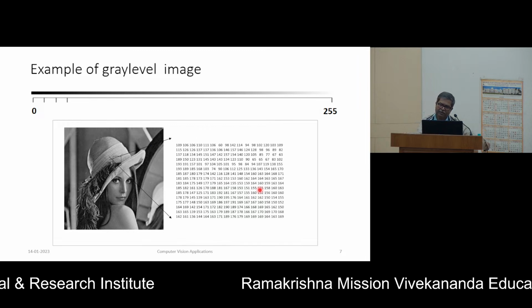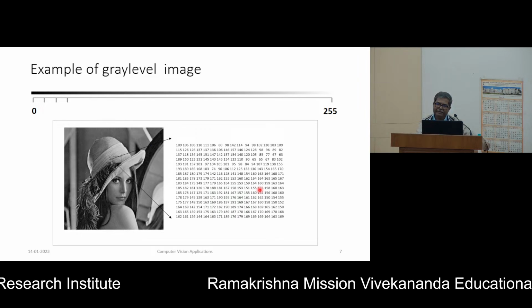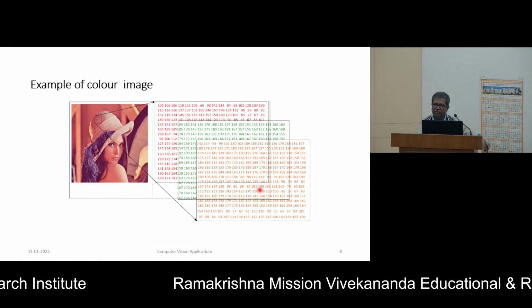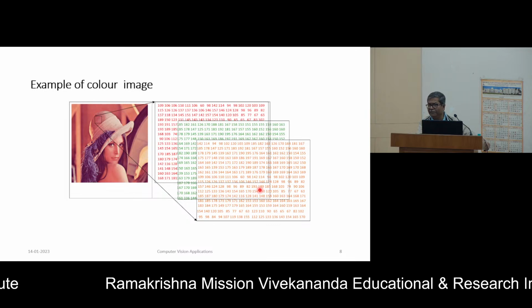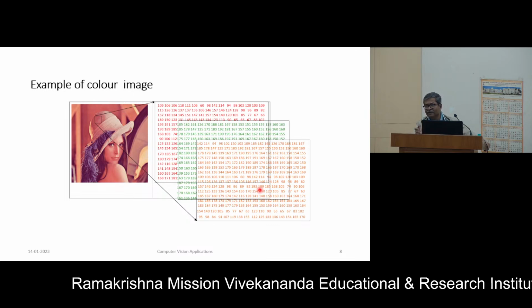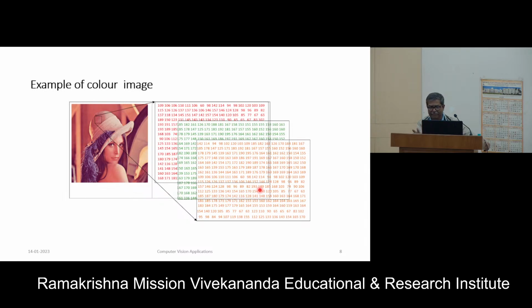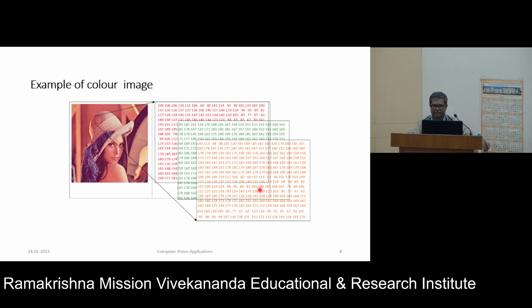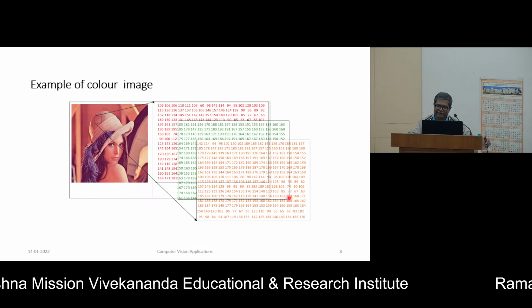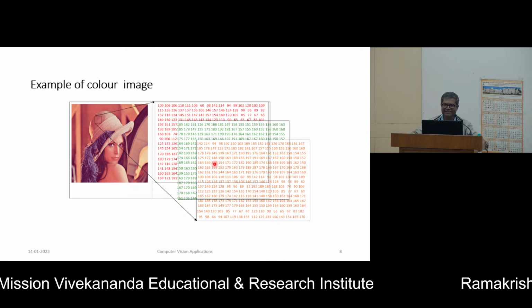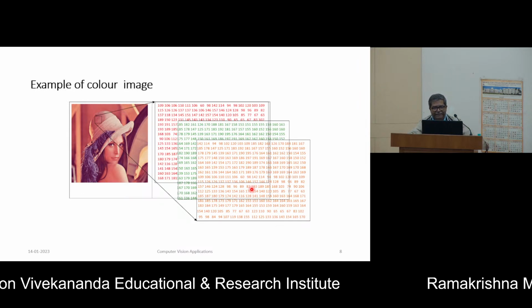Okay? So in the case of a color image, any color can be represented as a combination of three primary colors: red, green, and blue. I'm sorry, this should appear as red. I don't know, from this morning it somehow appears as pink. But anyway, red, green, and blue.